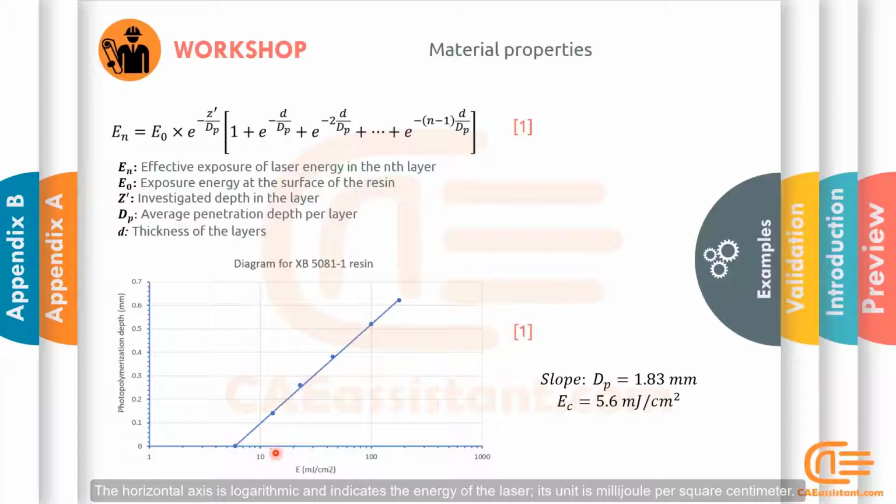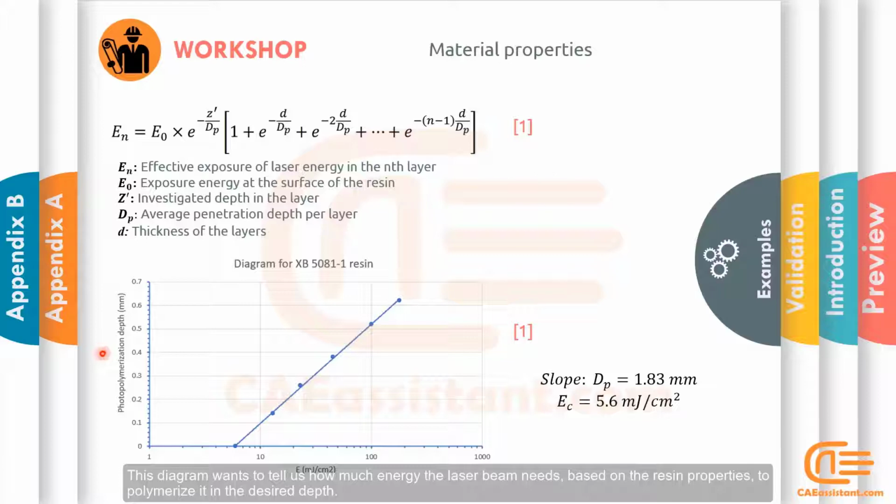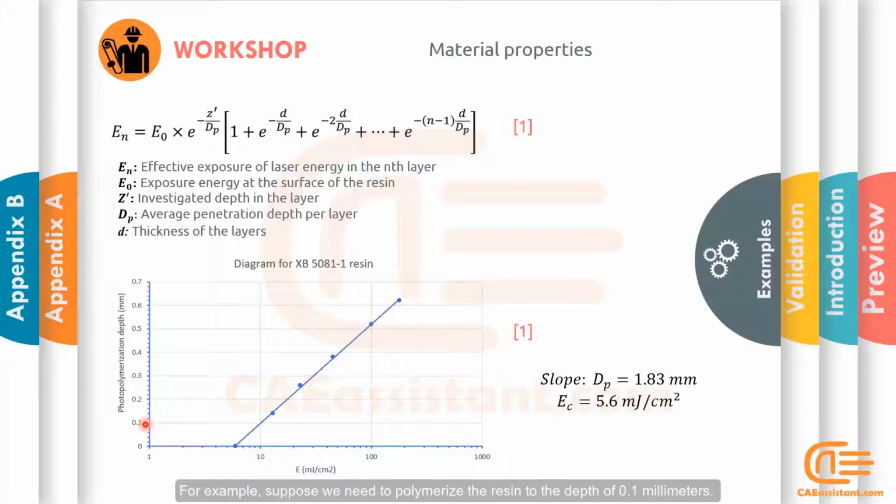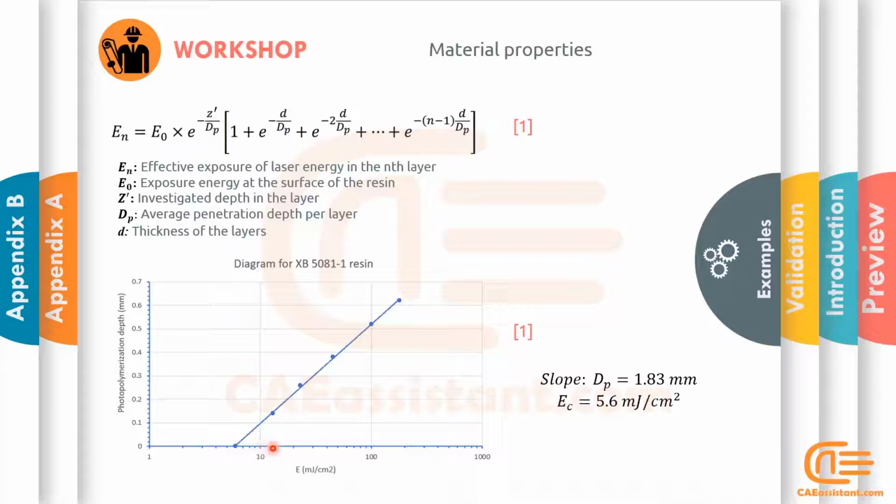The horizontal axis is logarithmic and indicates the energy of the laser. Its unit is millijoule per square centimeter. The vertical axis indicates the polymerization depth in the resin based on millimeters. This diagram wants to tell us how much energy the laser beam needs based on the resin properties to polymerize it in the desired depth. For example, suppose we need to polymerize the resin to the depth of 0.1 millimeters. In that case, the laser energy must be almost 10 millijoules per square centimeter.